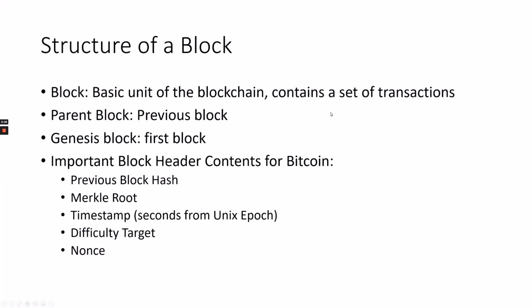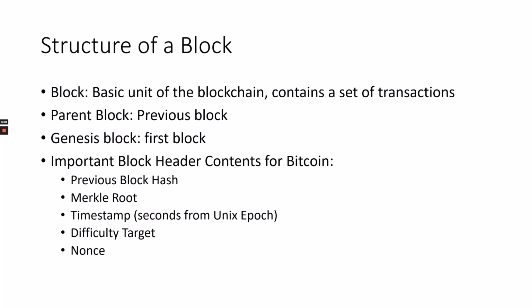Now we'll be talking about the structure of a block in a blockchain in a bit more detail than we did before. So before we get into that, a few terms that we'll be needing later. A block is basically the basic unit of a blockchain, and contains a set of transactions. The parent block of a block is the previous block on which this block is building, and conversely, the child would be the block that will in the future refer to the block that we're currently considering. Genesis block is the first block in the entire blockchain.